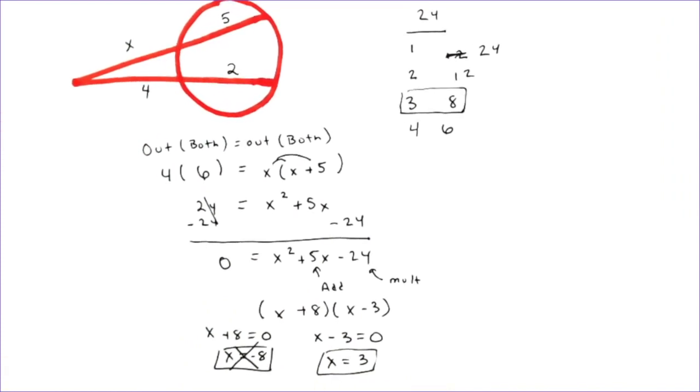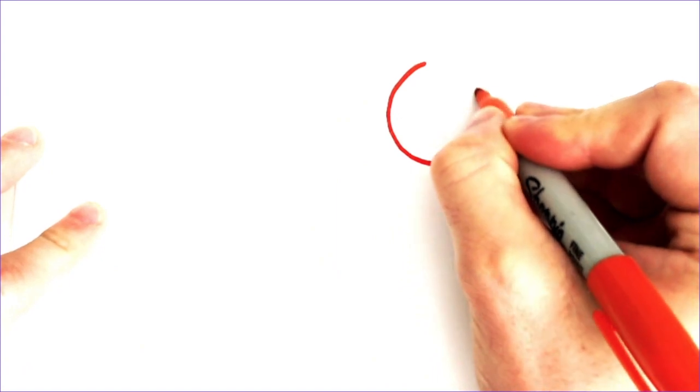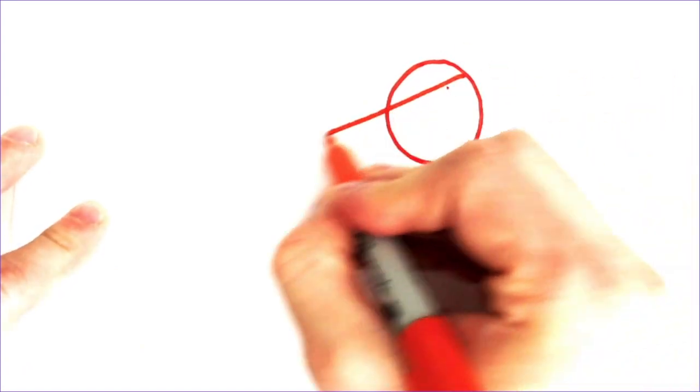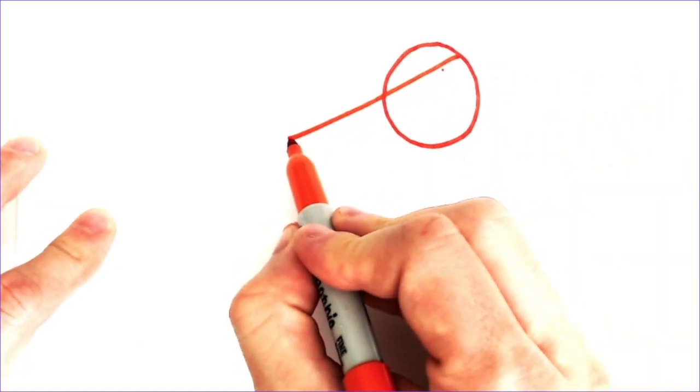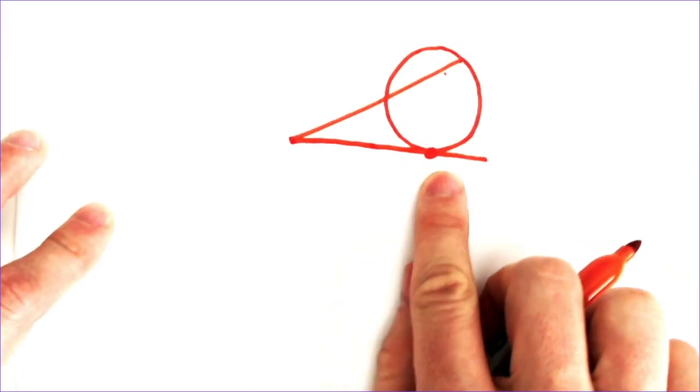Alright? So let's do another one. Those are a little hard. Let's do another problem. Let's do one that is a secant followed by a tangent. So it doesn't go through the circle, it skips off the circle right there.